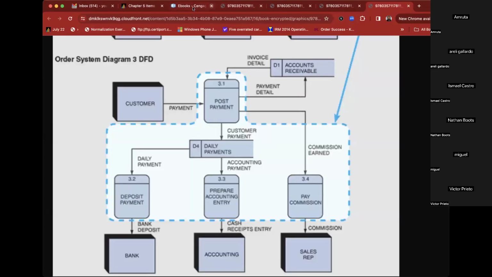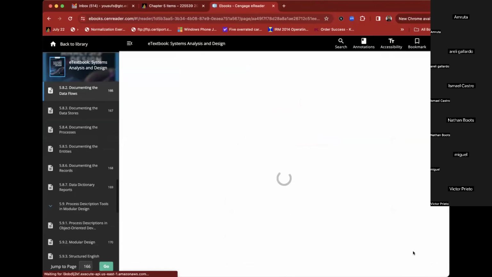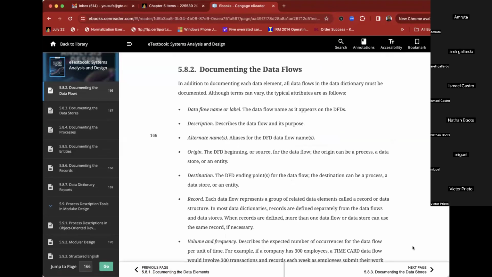Okay. Now let me close some of the other pictures I had opened before. Now let's move on to the next item. Documenting the data flow, how the data is coming in. What is the name of the data flow? What is the description of it? What's the alternate name of it? Where is it originating from? Where is it going towards?